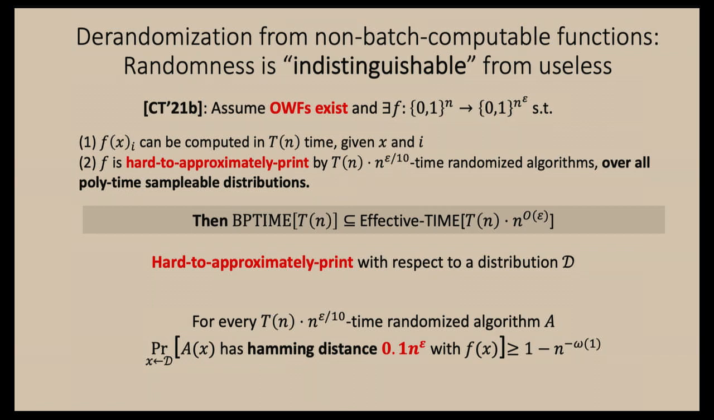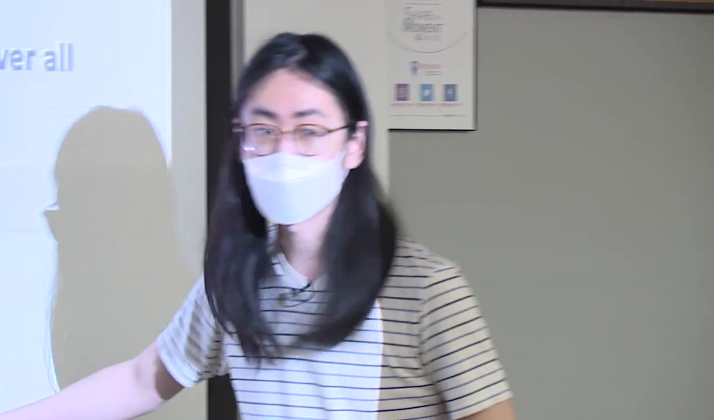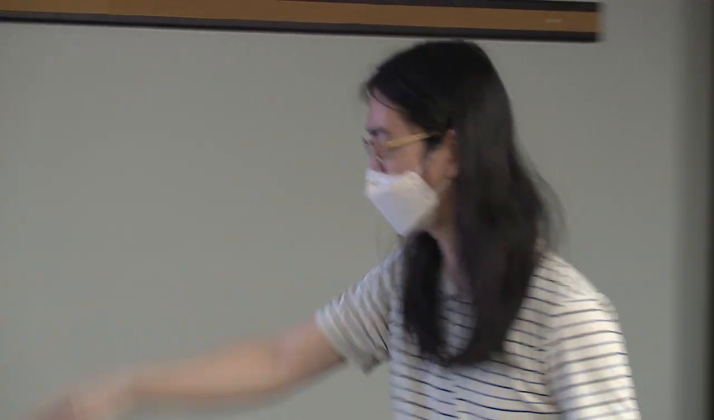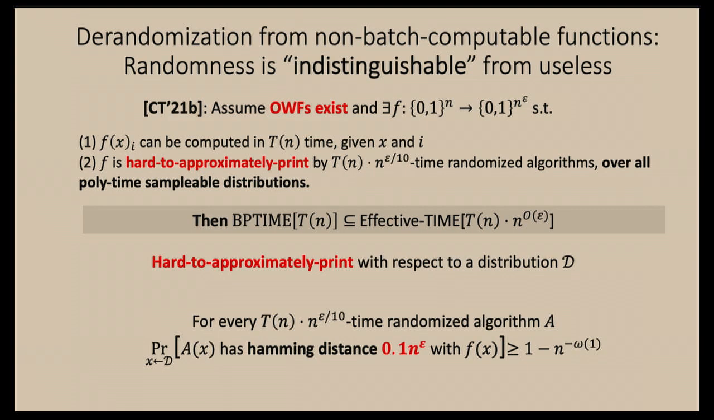So this is randomness over A as well? Yes, the randomness is over both x from D and the internal randomness of A. I just don't want to write too many things here. It's probably equivalent because it's 1 minus negligible.